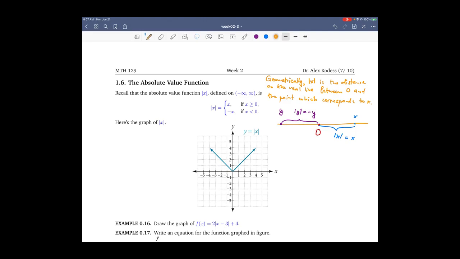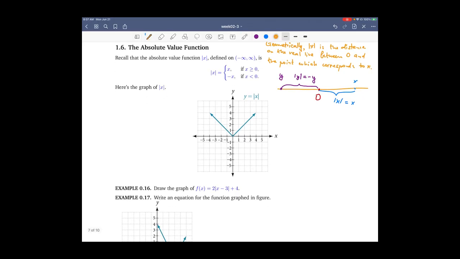Viewing absolute value of x as a piecewise defined function, we can easily draw the graph. It is, of course, y equals x when x is non-negative, and y equals negative x when x is negative. Note that the graph makes a sharp angle at the origin.